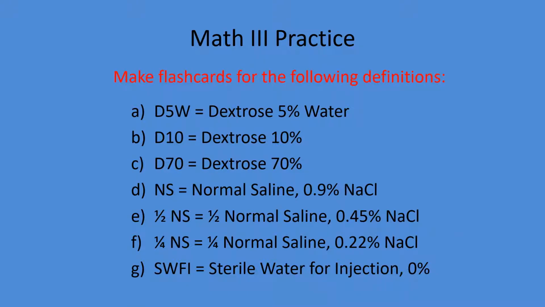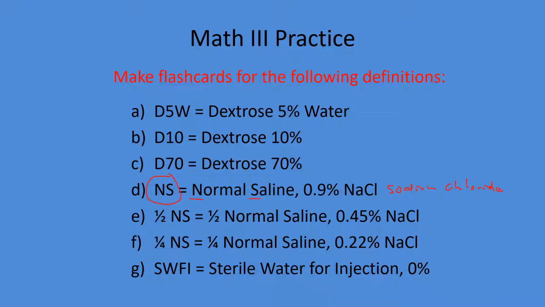Definitions, definitions, definitions. So today in lecture, we had NS in one of the doctor's orders. So by definition, that stands for normal saline, which is 0.9% sodium chloride. So NS is not NaCl, right? Those two things are not the same. NS is 0.9% NaCl. NaCl just means sodium chloride.